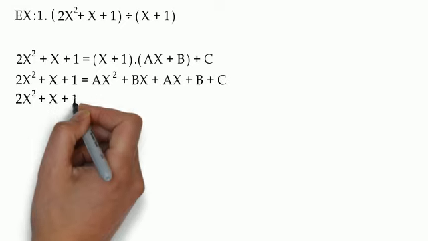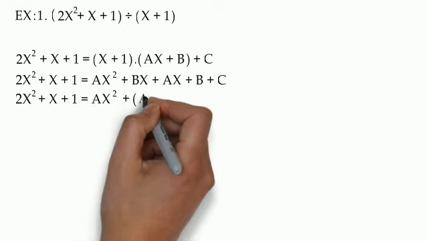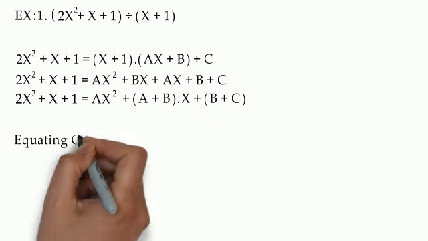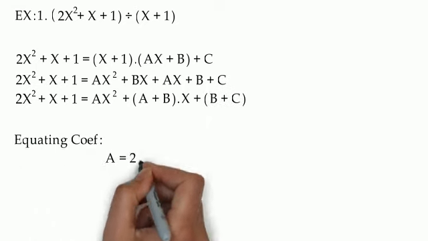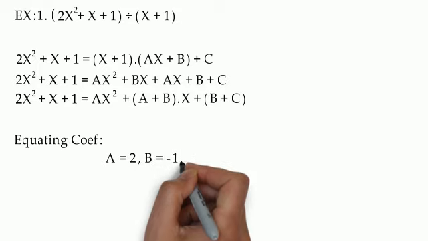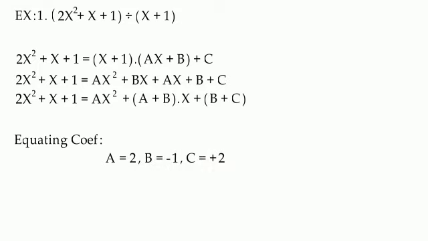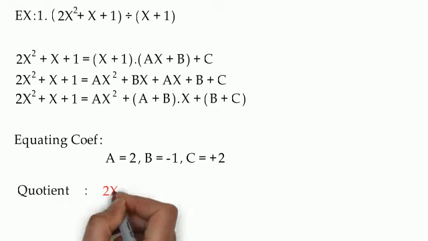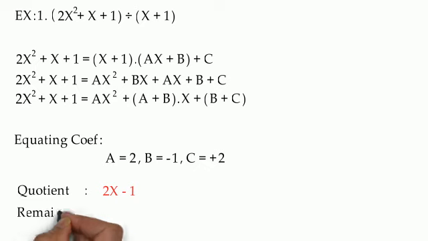So we can further solve this, and by equating coefficient we get a equals 2, b equals -1, and c equals +2. Therefore, quotient equals 2x minus 1, remainder equals +2. We get the same answer as in long division method.